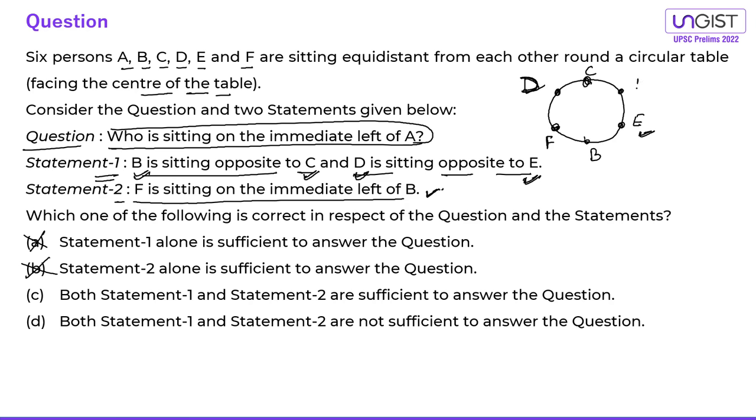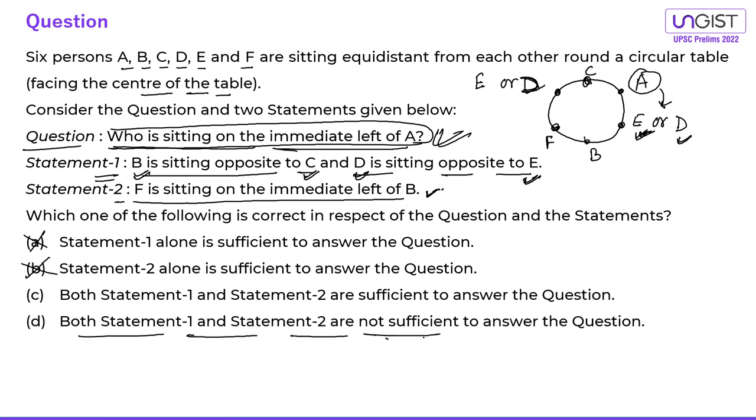And here only one is left, which is A. But the problem is that here D or E can come, and here D or E can come. The question is who is sitting on the immediate left of A. So this is A and the immediate left of A can be E or D. Nothing can be said for sure. So both statements together are not sufficient to answer this question. Here option D will be the right choice.